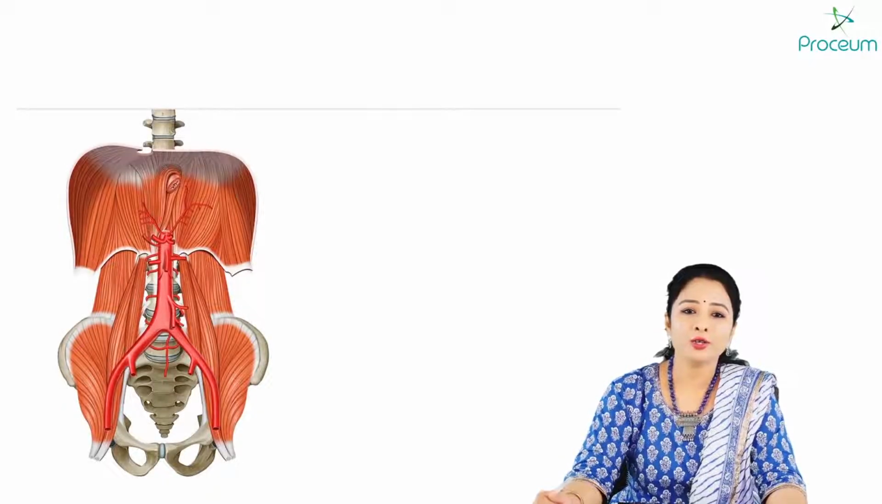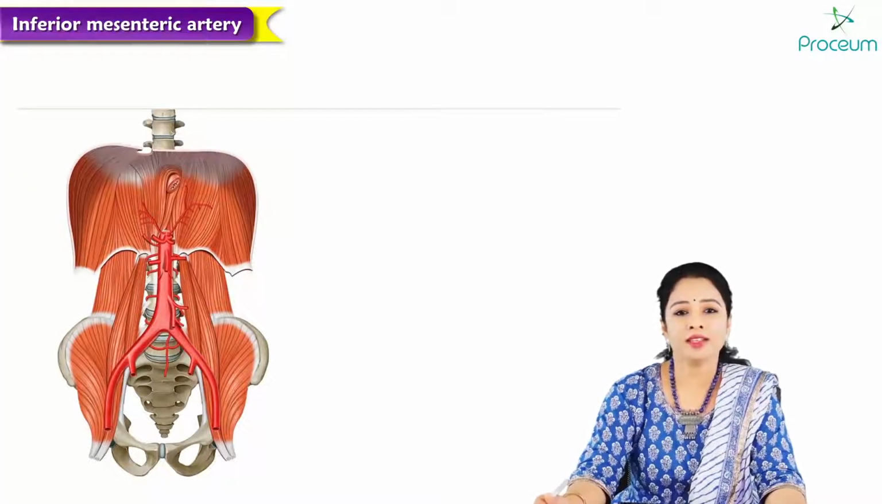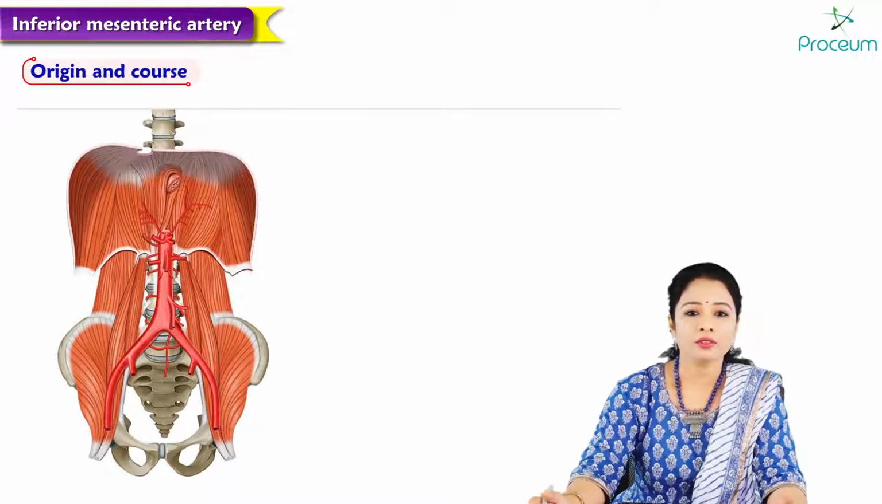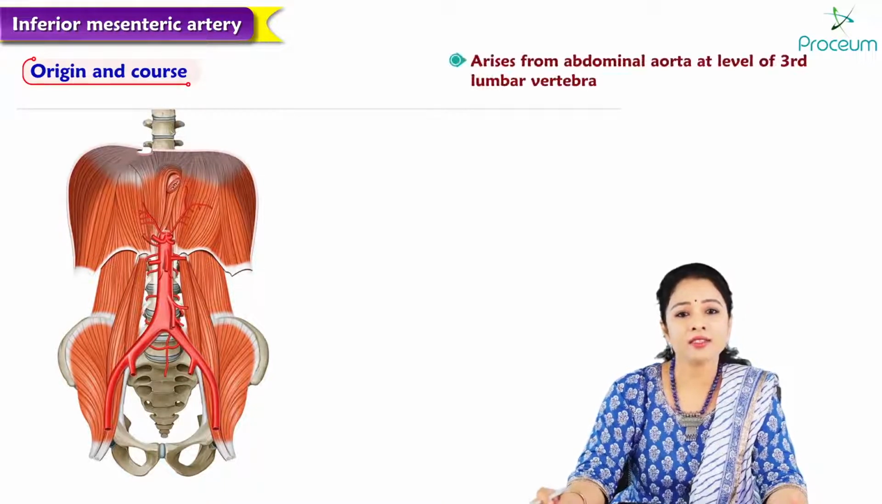Hi there, I am here to explain inferior mesenteric artery anatomy today. So the inferior mesenteric artery arises from the abdominal aorta at the level of L3 vertebra.